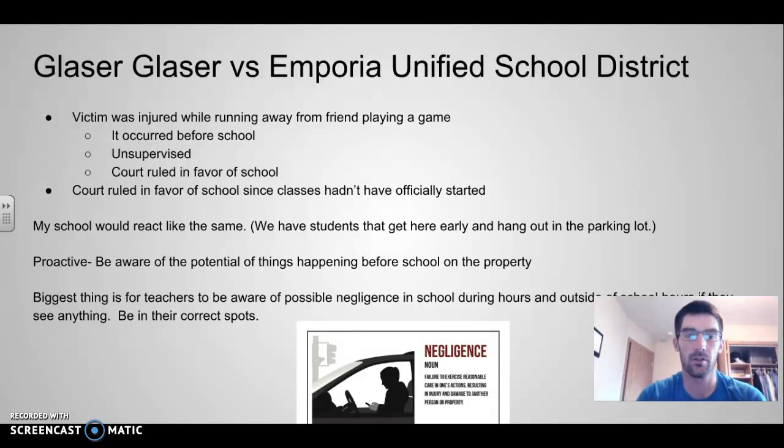Proactive, be aware of the potential of things happening before school on the property. Biggest thing for me is for teachers to be aware of possible negligence in school during hours and outside of school hours if they see anything. Be in their correct spots. Now, an example of this is making sure that you account for your students.